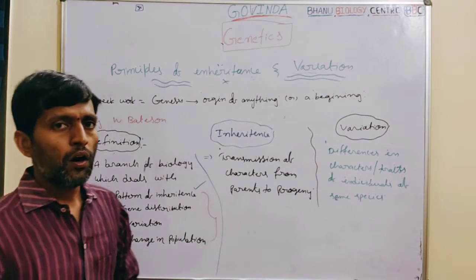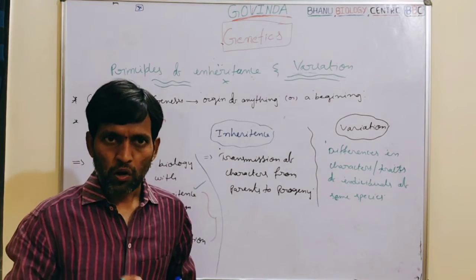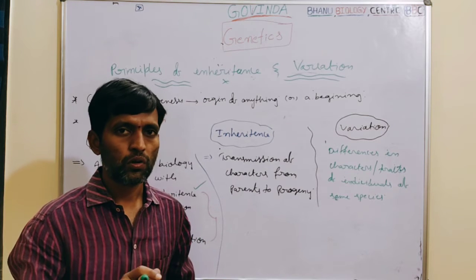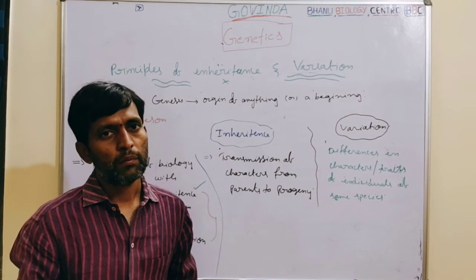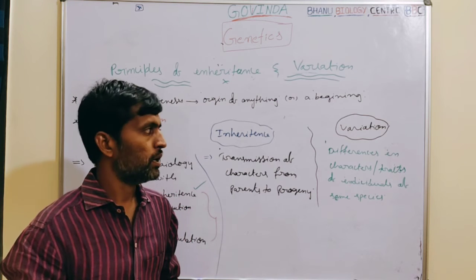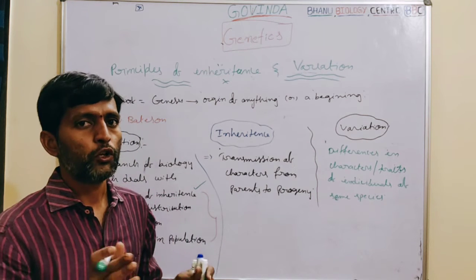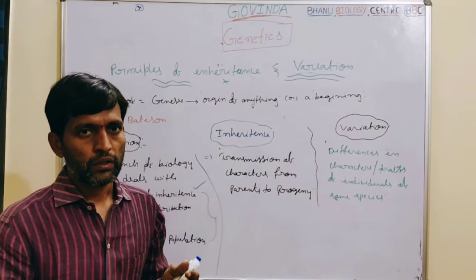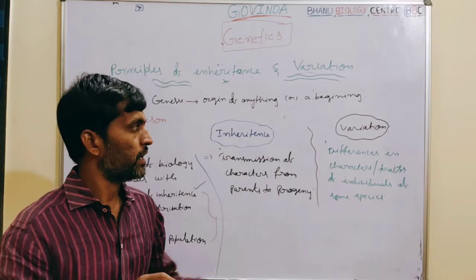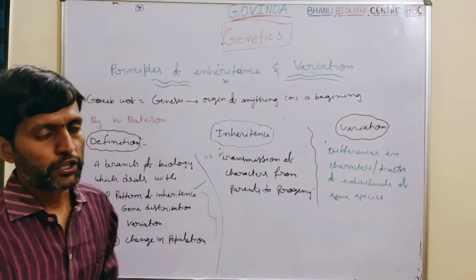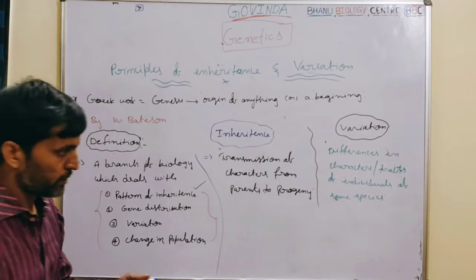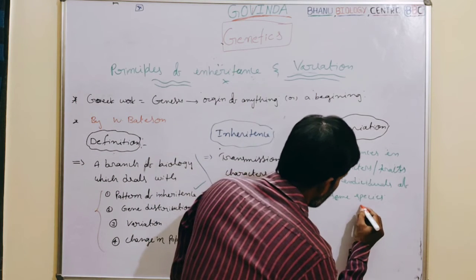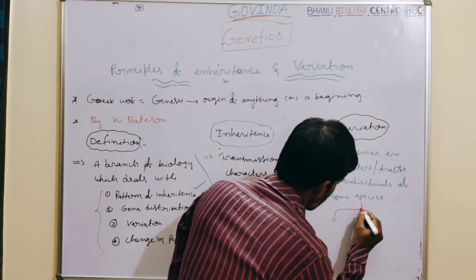For example, all human beings are not in same heights. All human beings do not appear in the same color. Phenotypically and genotypically, the human beings are differentiated from each other. These differences genetically called variations.